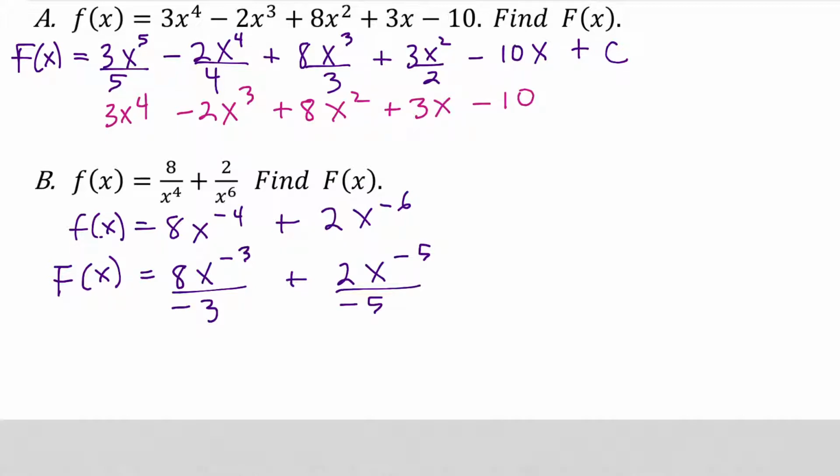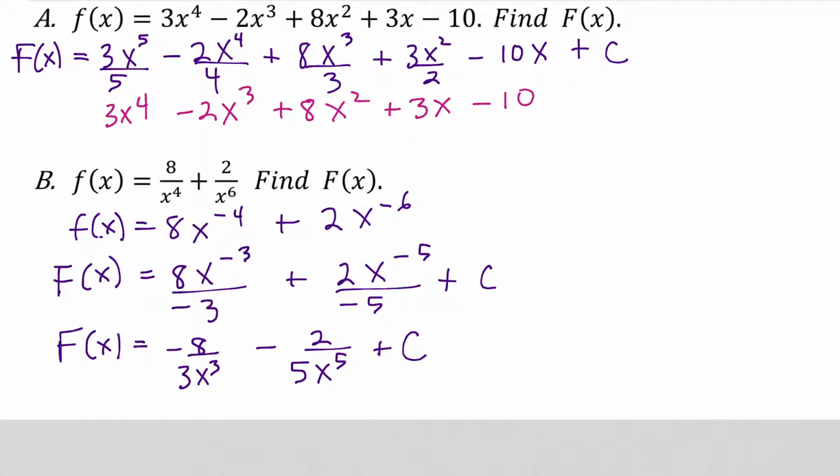So that gives us F of x is equal to negative 8 over 3x cubed, negative 2 over 5x to the fifth, and then we have our plus c, which we put on the end.